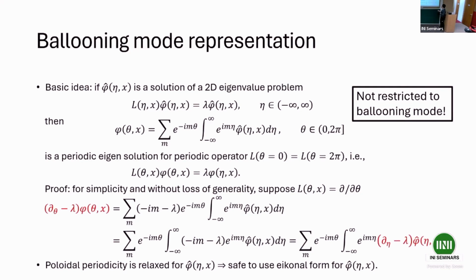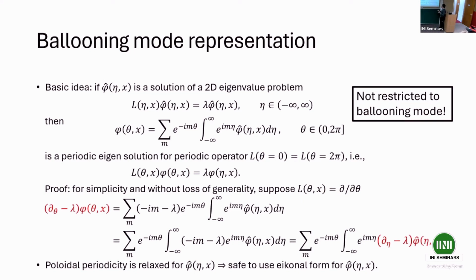The basic idea is if phi hat is a solution of the 2D eigenvalue problem of this equation here, eta is no longer the toroidal theta, it is the extended toroidal angle, or you can interpret it as the distance along the mean field coordinate.